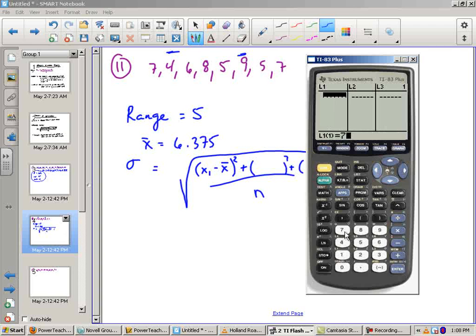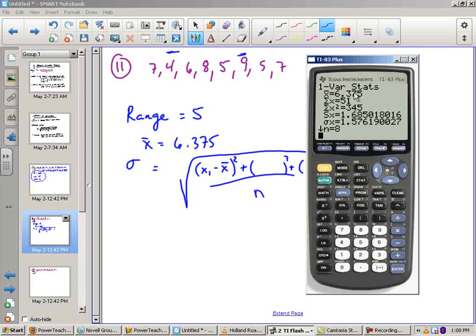Now I'm going to put these values in. 7, then 4, then 6, then 8, 5, 9, 5, and 7. Notice it says I'm on line 9 now, which means there must be 8 entries in the list. So I'm going to go to statistics. I actually want to do what's called one variable statistics. I'm going to calculate this.